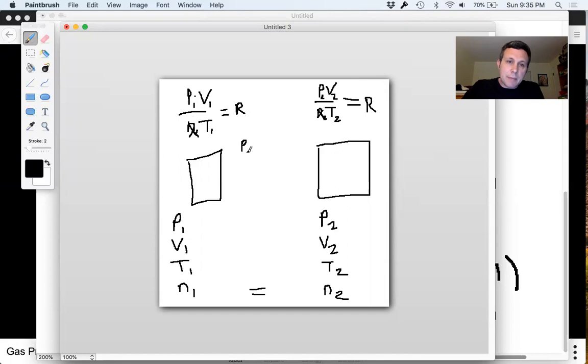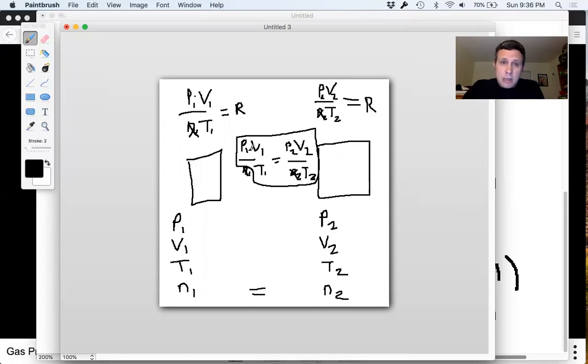So I can set P1 V1 over N1 T1 equal to P2 V2 over N2 T2, because by definition, both of these things both equal R, so they must equal each other. And then once I set up this equation, if N1 and N2 are the same, they will cancel out. This is known as the combined gas law. And again, I have another video that goes through how to do math problems with this. I just want you to understand the origin story of the combined gas law.